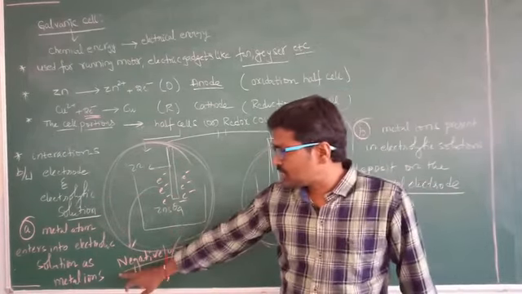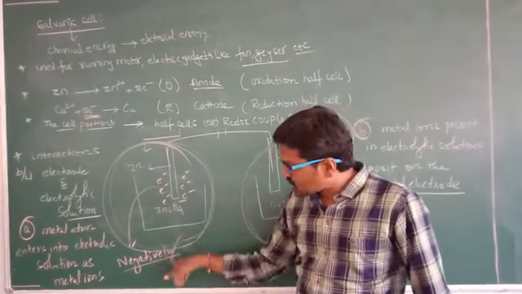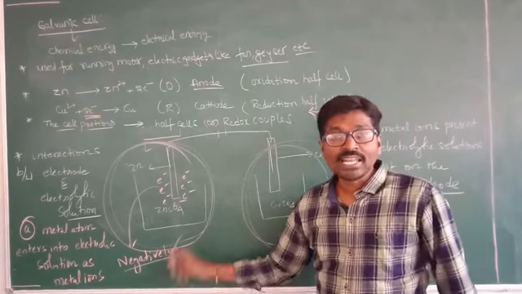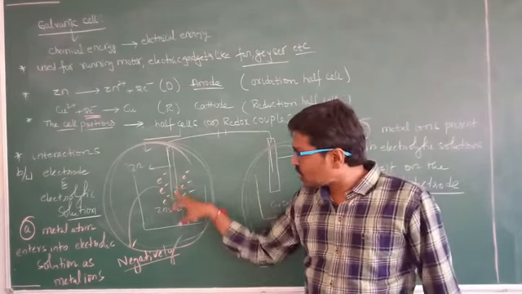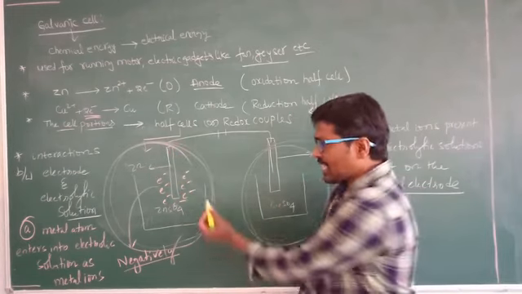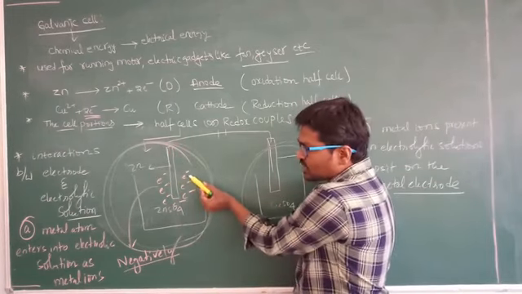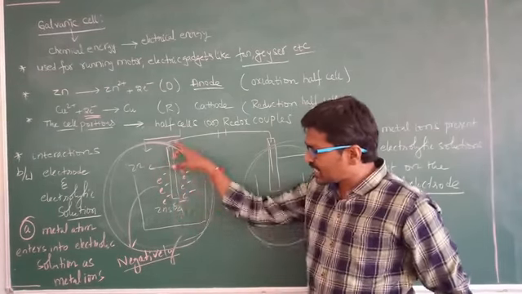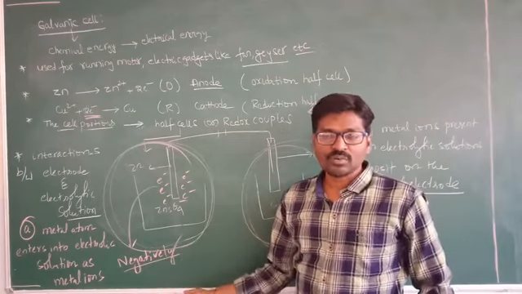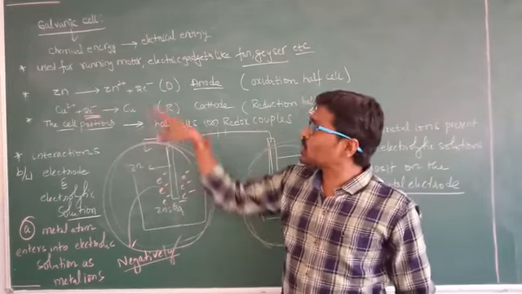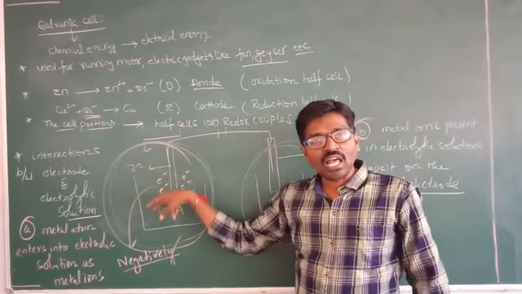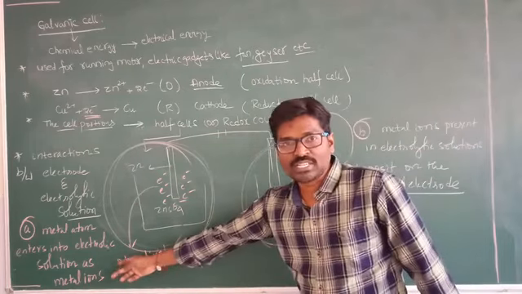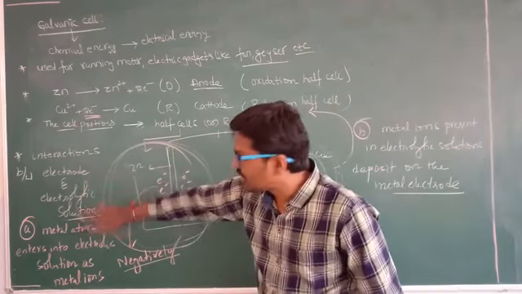First possibility: metal atoms enter into the electrolytic solution as metal ions, leaving electrons around the metal rod. So electrons are present around the metal rod. What about the charge of electron? Negative charge. Due to that reason, around this zinc rod, negative potential is developed. That's why in electrochemical cells, anode always carries the negative charge. This is the first possibility.